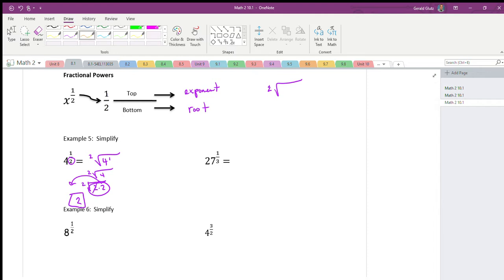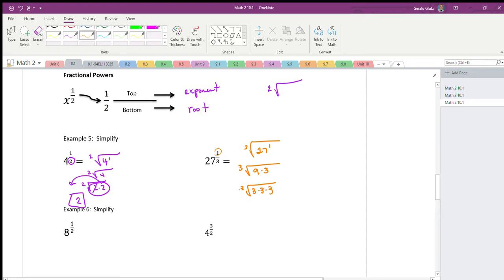So the next one on example 5 is 27 to the 1/3. So that's like saying the cube root, or the third root, of 27 to the 1. So this number is the exponent on the inside. This is the root on the outside. This 3 tells us that we're looking for 3 of the same number in here. So if I broke down 27, 27 to the 1 is 27, of course. I know that 9 times 3 is 27. I also know that 3 times 3 is 9.